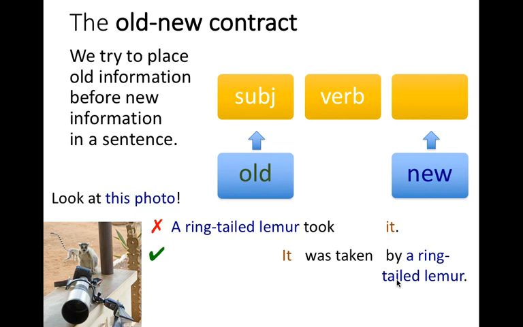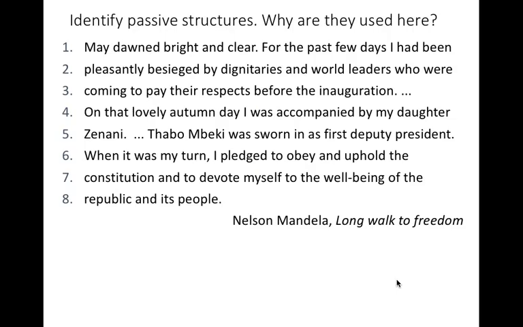So let's take a look at a real example where things get longer and more complex. From Nelson Mandela's book, Long Walk to Freedom. Look for passive structures and see if you can figure out why these passives in this passage are a good idea. I would invite you to pause the video here and think about that before you go on to listen to my thoughts on it.